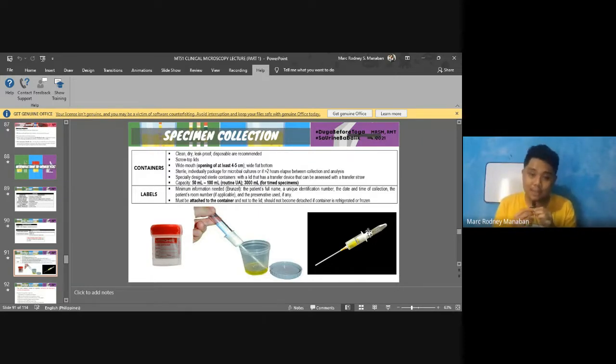Okay, and of course, the labels should always be attached to the container, of course, alam niyo na yan, and not on the lid. Because kung naa siya sa lid, what if matangtang ang lid, no? Magka-sagol-sagol na ang specimen, it can lead to misidentification and, of course, erroneous results. Alright? Take note of that. Always attached to the body.